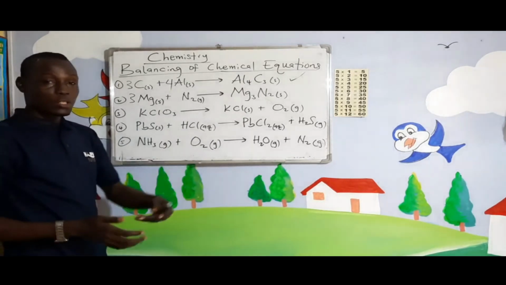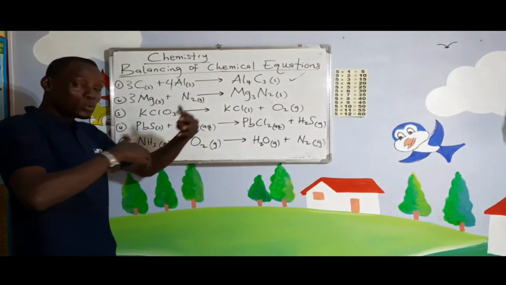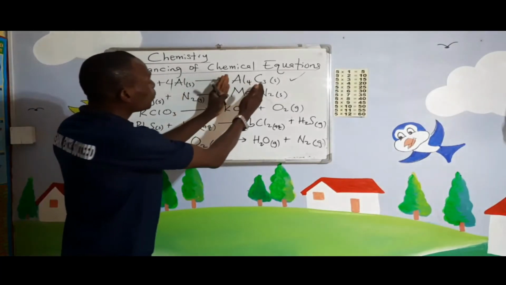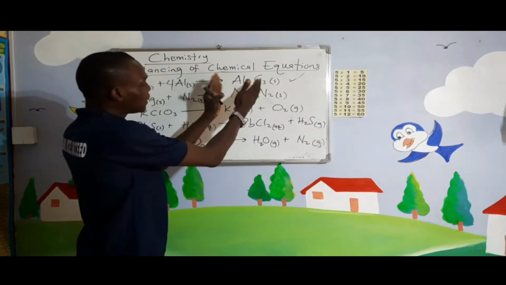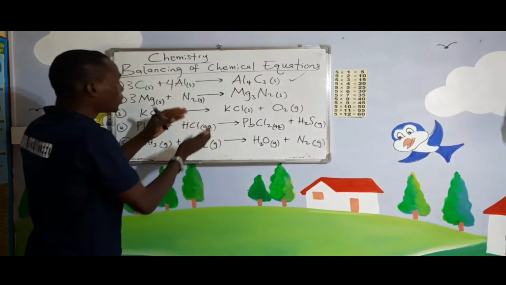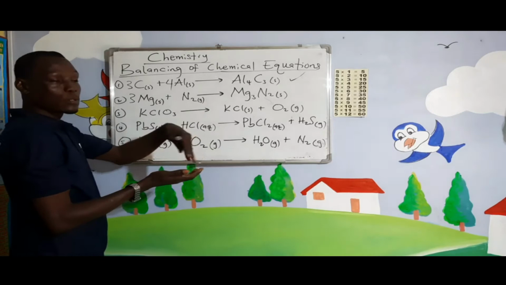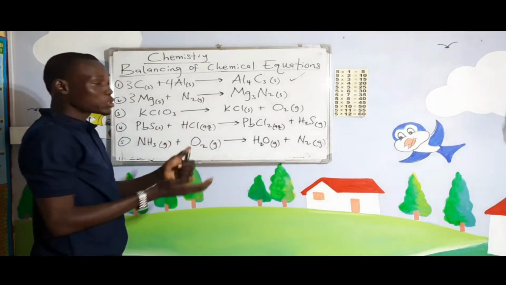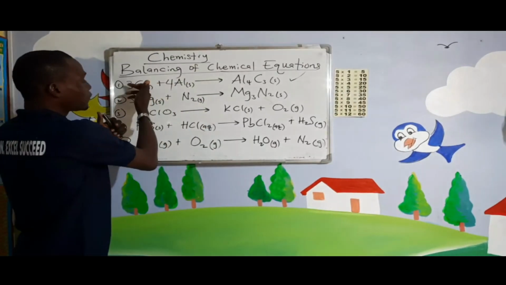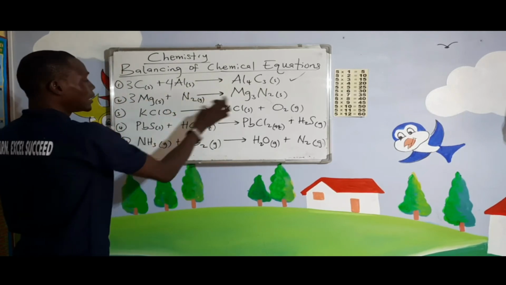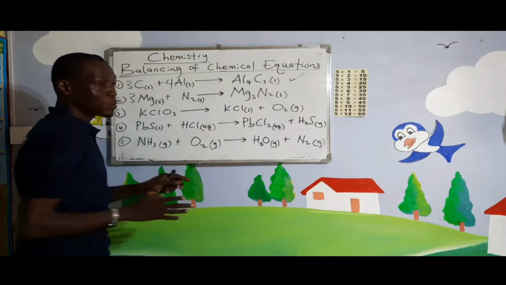How do we know the equation is balanced? Just like I did now, you do an atom count. You count the number of atoms of every element participating in the reaction after the arrow, that is the product, and then you count the number of atoms of every element participating in the reaction before the arrow. So here we have 3, here we have 3, it's balanced. 4, 4, so this is balanced. 3 here, 3 here, 2 here, 2 here, so the equation is balanced.